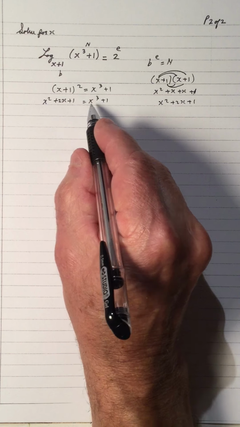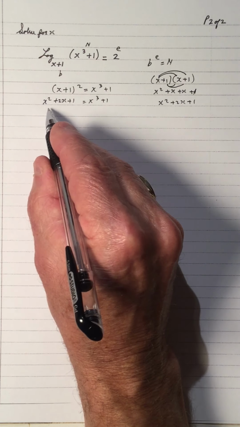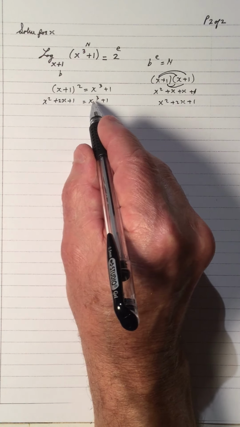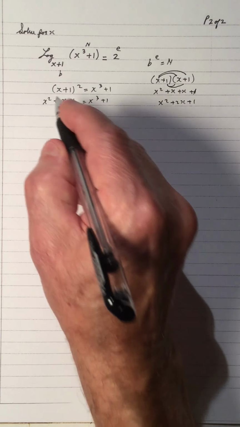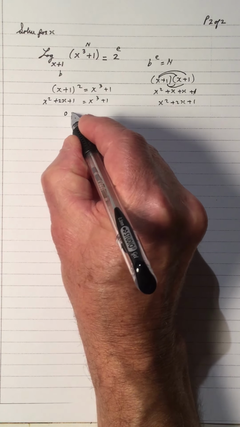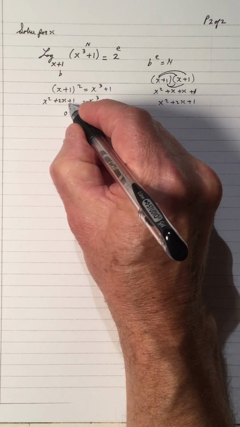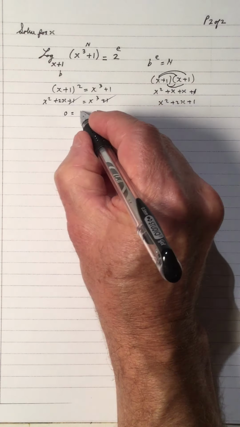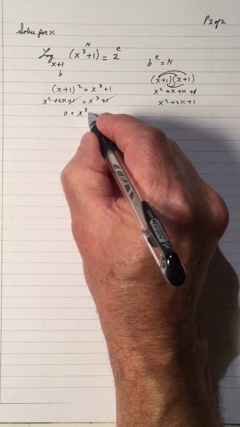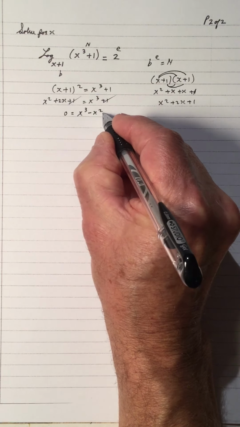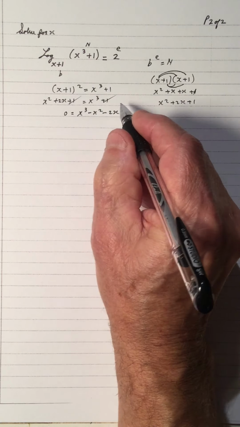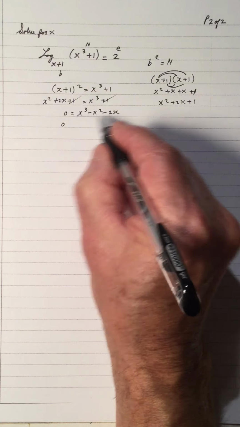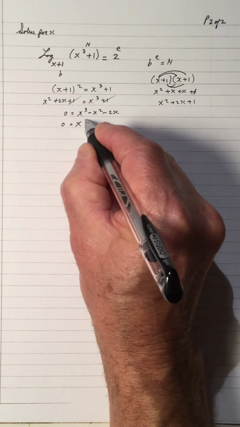Now to solve this equation, I could take the x cubed and move it over here, but that makes the highest degree term negative. So what I'm going to do is move everything to the left side. Notice we got a 1 and a 1, they cancel out. So I got x cubed minus x squared minus 2x equals 0. Notice I have a GCF of x, so I'm going to take the x out.